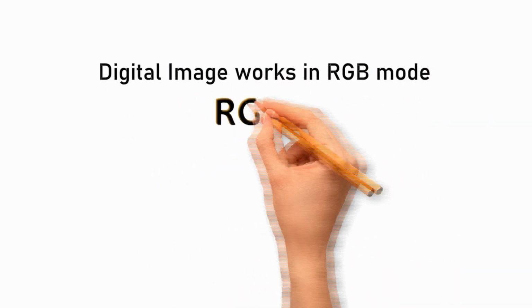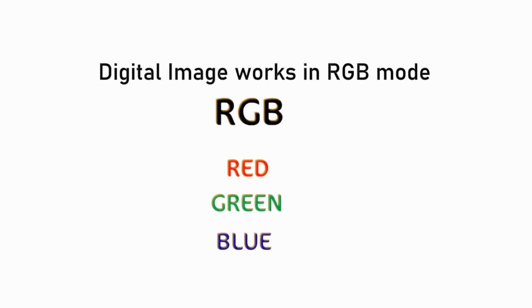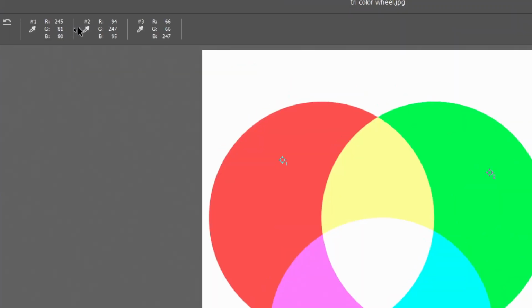Few things to keep note of while working with colors in Photoshop. Digital images work in RGB mode. RGB means red, green, and blue. Both red and green colors have some amount of blue in them. And blue and red have green in them.